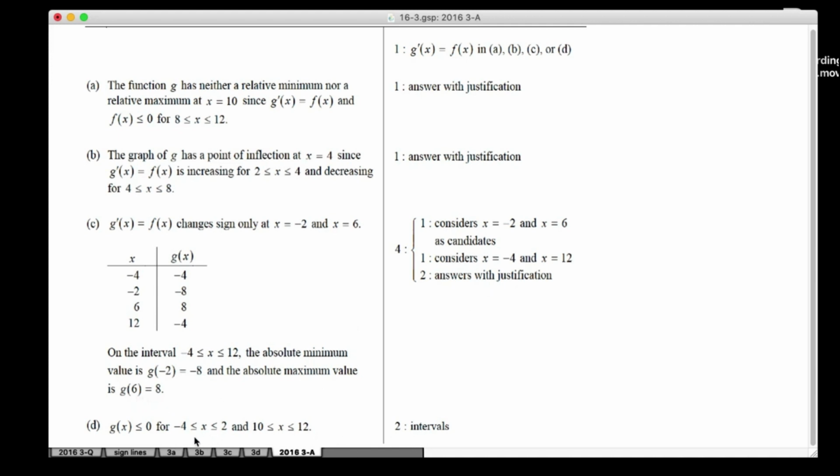And this one here, you get 2 points for the intervals. So g of x is less than or equal to 0 when x is between -4 inclusive and 2, and x is between 10 and 12 inclusive. Okay?